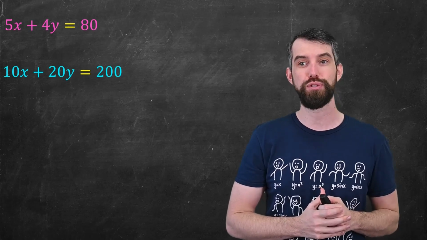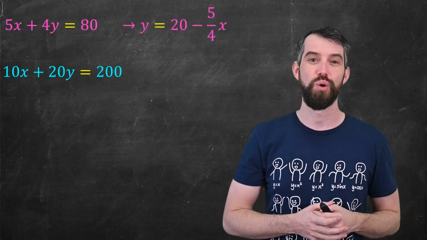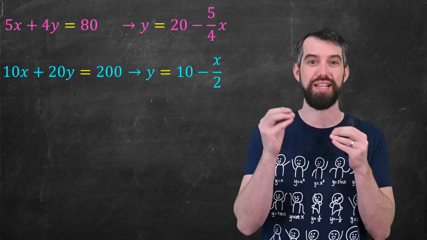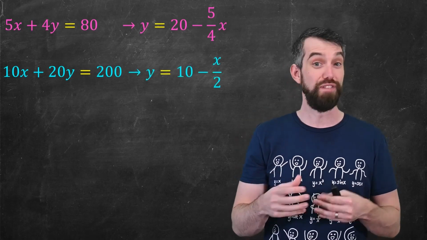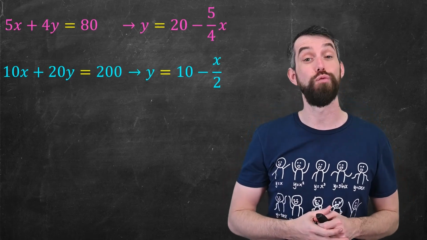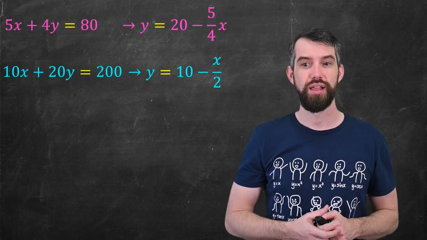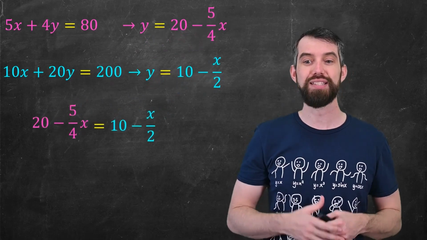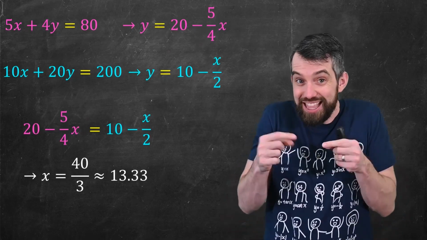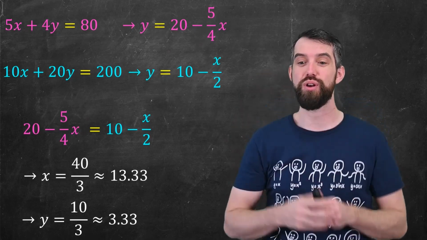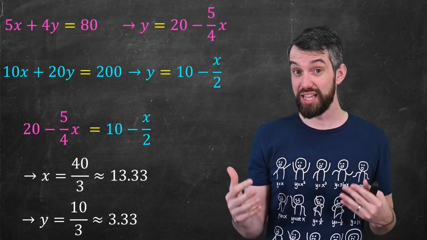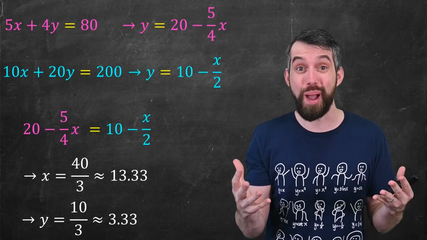If I solve both of those for y, well, the top gives me y is 20 minus 5/4 times x, and the bottom gives me y is 10 minus x divided by 2. If I'm interested in the intersection point, I have to set these 2 values of y to be equal to each other. And doing this, I can solve for the value of x. X is 40 divided by 3, or about 13.3. And likewise, I can take the value of x, plug it into either equation, and get that y is 10/3, or about 3.33.